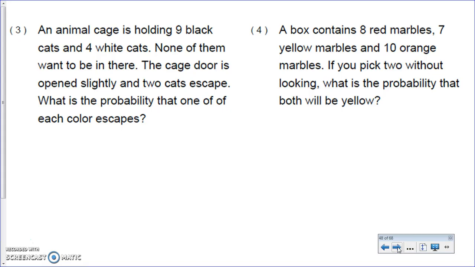Number 3. An animal cage is holding 9 black cats and 4 white cats. None of them want to be in there. The cage doors open slightly and 2 cats escape. What is the probability that one of each color escapes? For this one, it doesn't matter which color we start with. So we're going to start with the 9 black cats, so 9 out of 13. And now we want one of the white cats to come out, so we have 4 white cats out of 12 cats left in there.